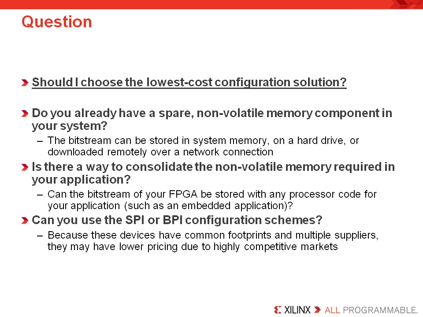Another question to ask is, can you consolidate your non-volatile memory required in your application? If so, the compression or consolidation may allow you to purchase a smaller memory component, and that will save you money. Likewise, can your bitstream be stored with your application code? If you're building an embedded design, then you should consider having your embedded application code stored with your FPGA's bitstream. If you're building an embedded system, have you considered using SPI or BPI configuration schemes? If so, then you know they are part of a very competitive marketplace that is one of the least expensive configuration solutions.